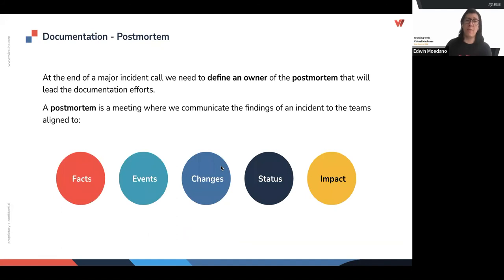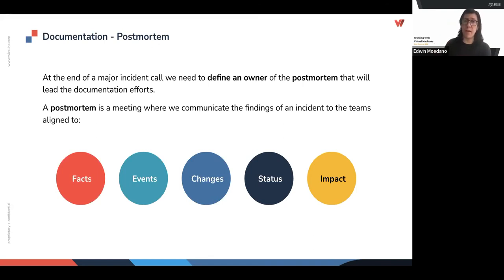At the end of a major incident, we need to define an owner. It can be the person that took over ownership of isolating and stabilizing the system, or it can be someone else. The idea is that the owner takes the postmortem that will lead to the documentation efforts that we were discussing in the previous slides.